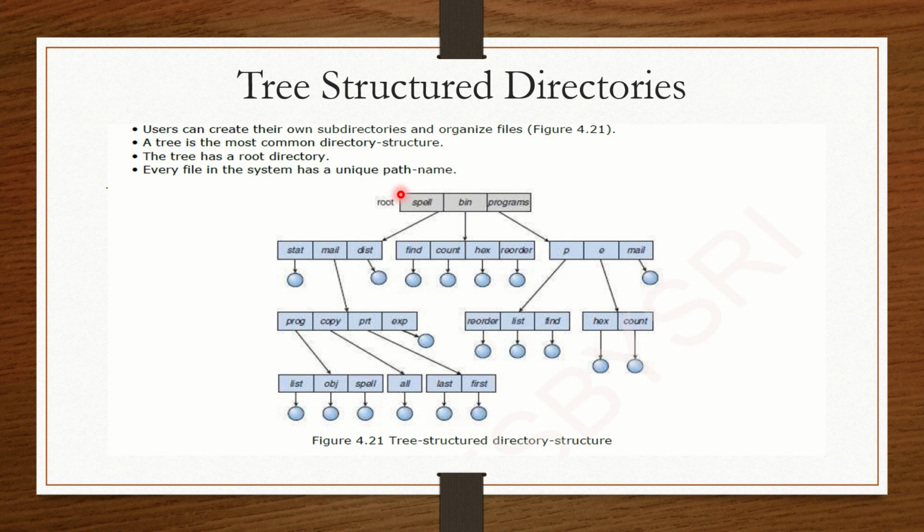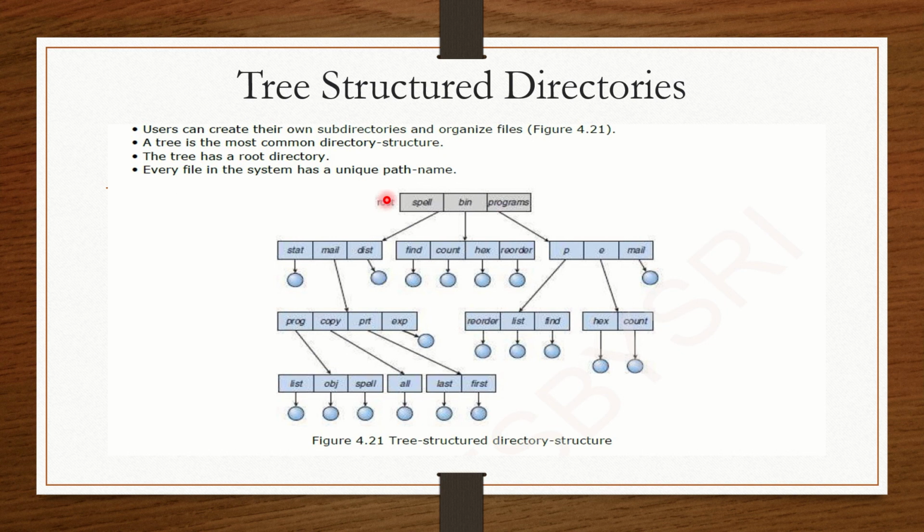So here in this case, see, this is the root. Inside that, in this particular directory, this is one file. In this mail directory, again it is going to create another subdirectory, again another subdirectory for copy, and finally one file. Okay, so you have the freedom of creating your own subdirectories. A tree is the most common directory structure.